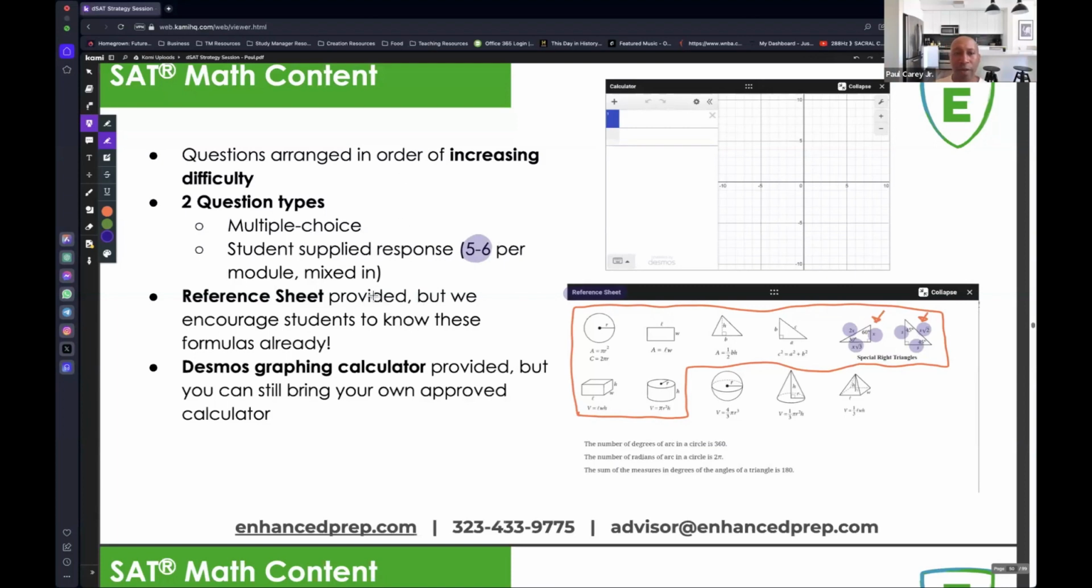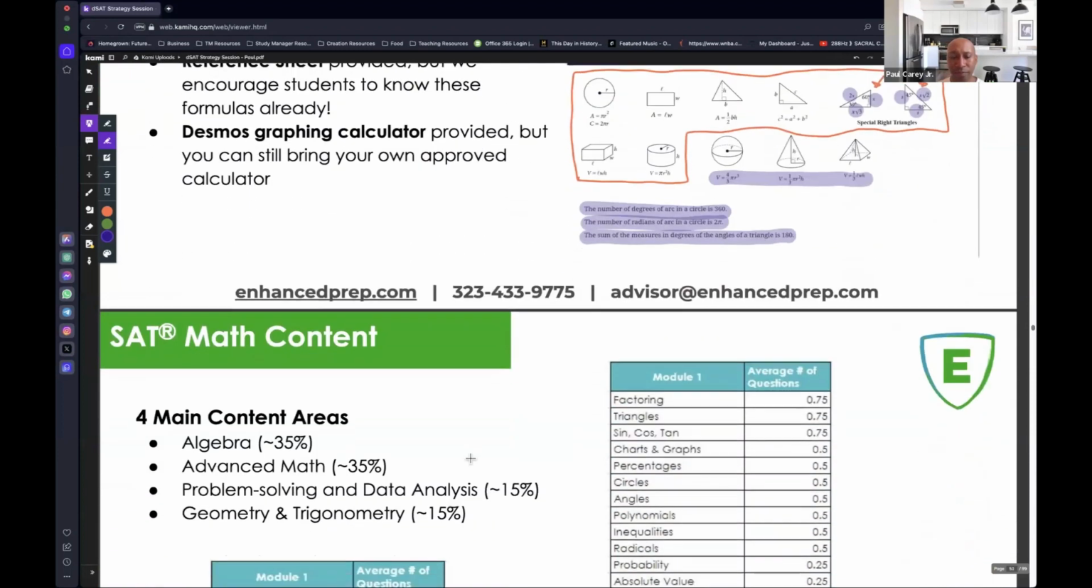Is that you do have your reference sheet provided, but we encourage you to know these formulas already. Like I said, the other ones down here you don't see as often. So I'd say just know those first ones, and then use your Desmos calculator or the one you're bringing. Make sure you note that there are also some written relationships for circles and triangles, okay?